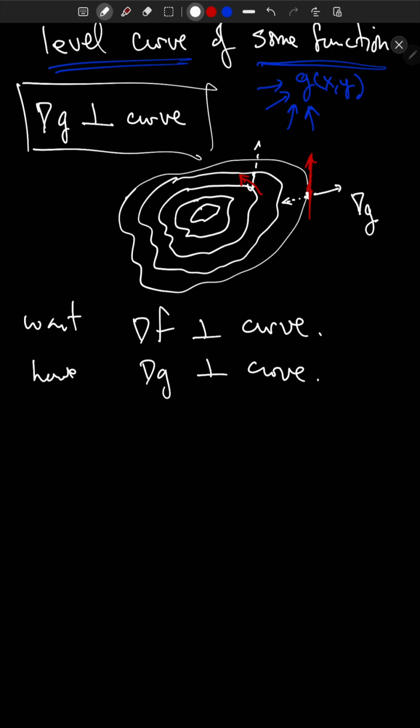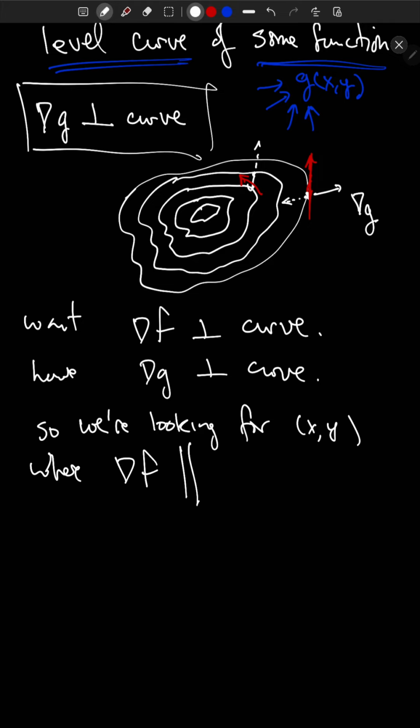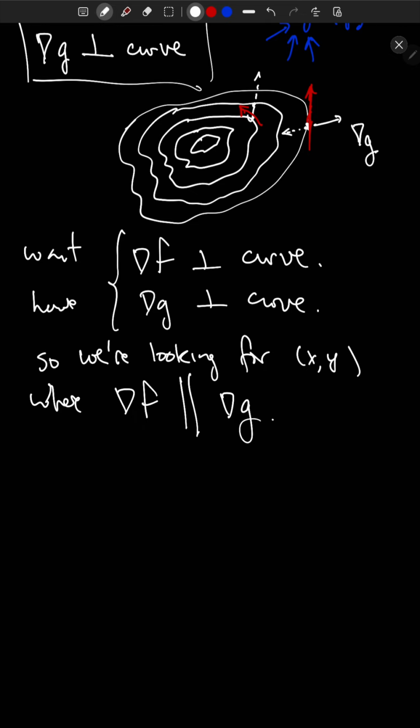Well, what does that mean? That means that gradient f and gradient g have to be parallel. We're looking for x comma y, where gradient f is parallel to gradient g. That's it. That's the core idea behind Lagrange multipliers. So how do we actually do this?